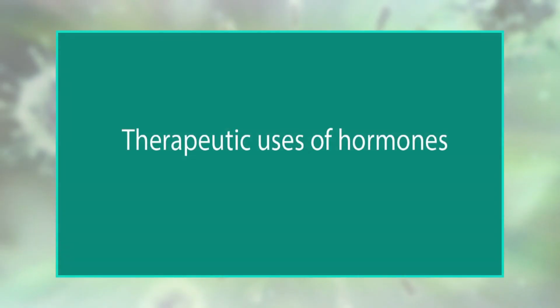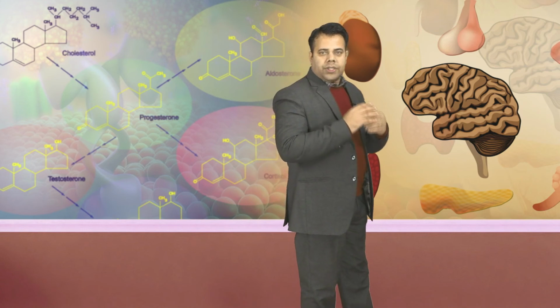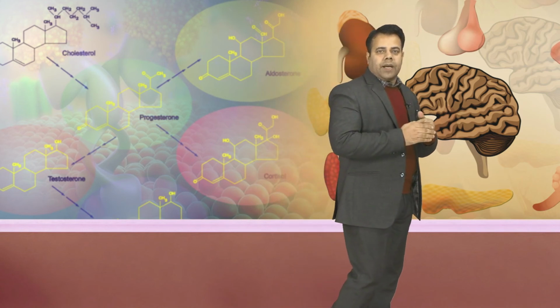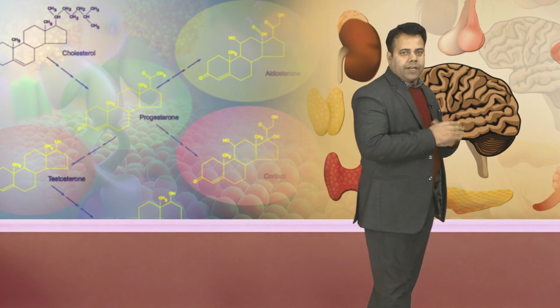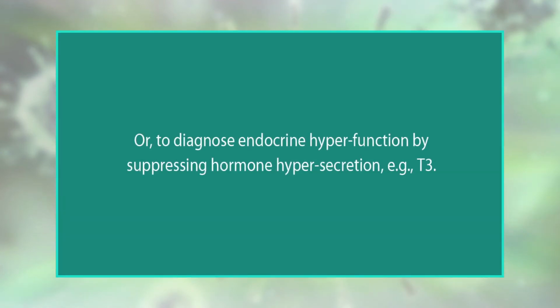Let's now briefly discuss the therapeutic uses of hormones. In general, hormones are employed pharmacologically for both their replacement and suppressive effects. Hormones may also be used for diagnostic, stimulatory effects. For example, hypothalamic hormones to evoke target organ responses, or to diagnose endocrine hyperfunction by suppressing hormone hypersecretion. Example is the T3 from thyroid gland.